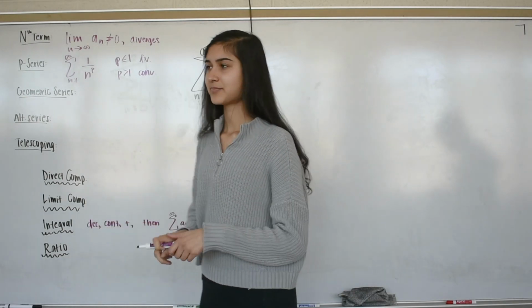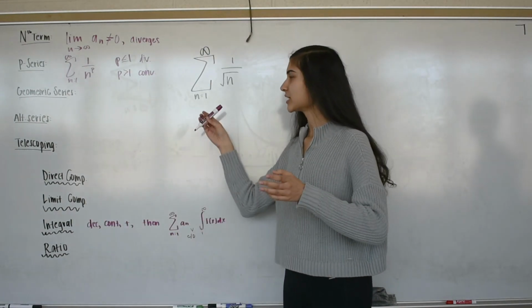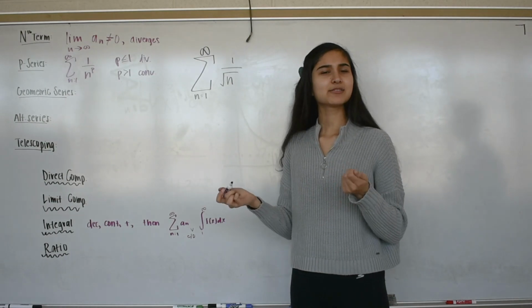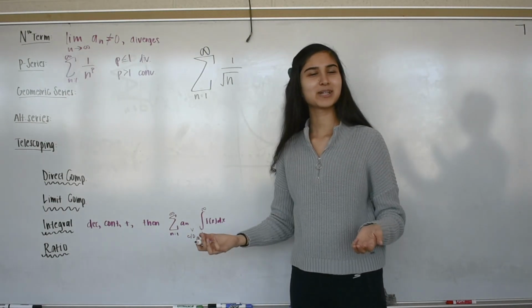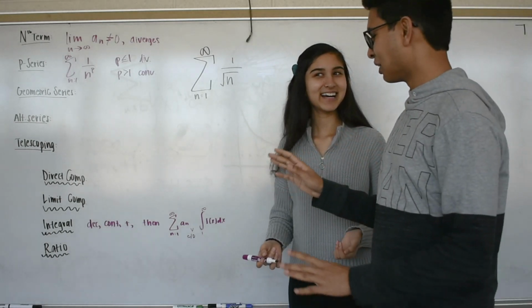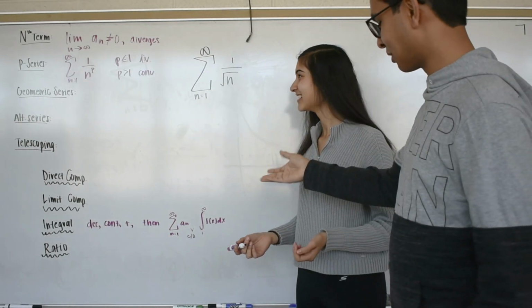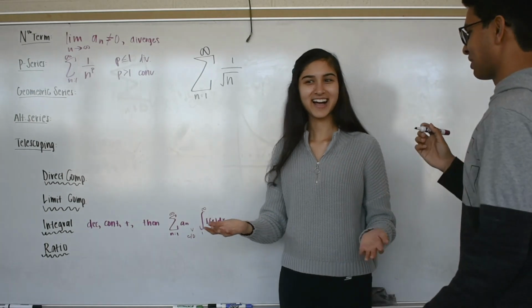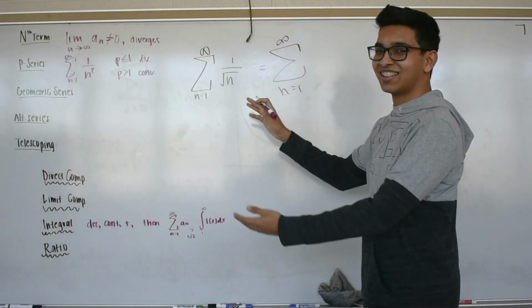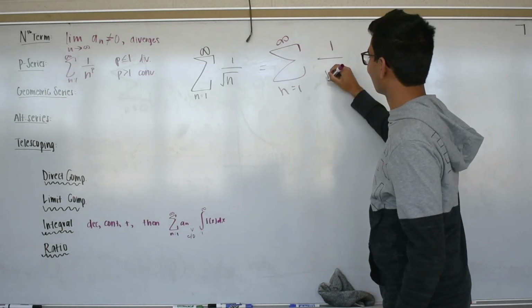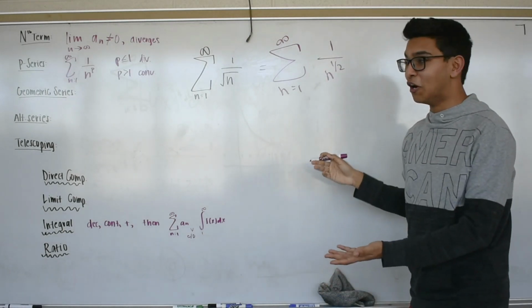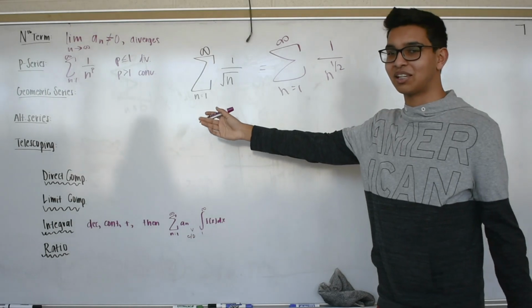Okay, so now looking at this series, I don't see that this is in the form 1 over n to the p. So I don't think we can. Wait. Alicia, this is a square root. This is the same thing as the summation of 1 to infinity of 1 over n to the power 1/2, which fits into the p-series notation.